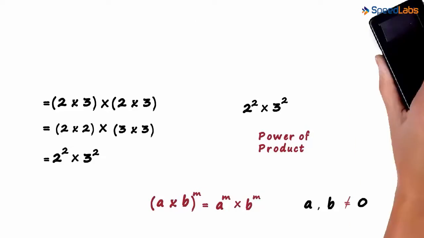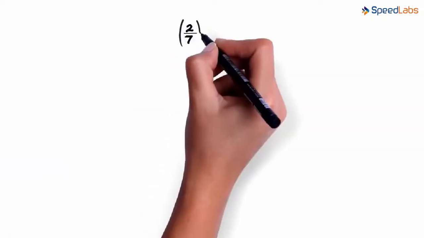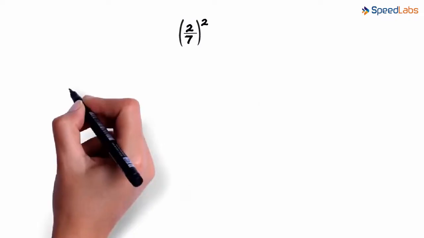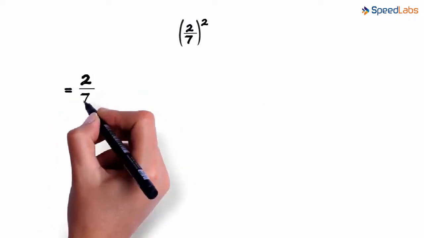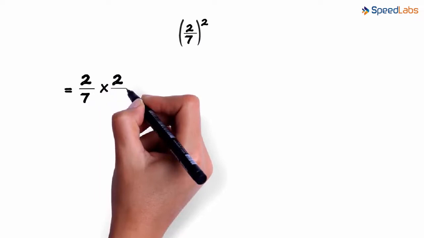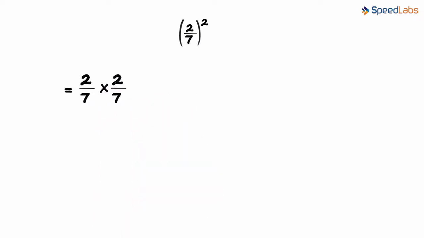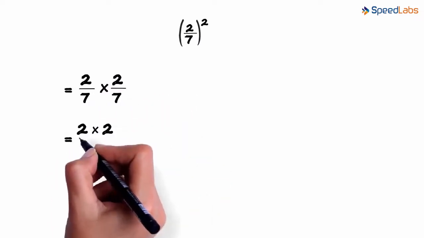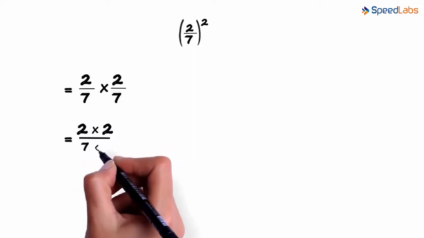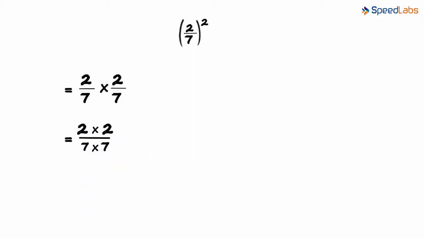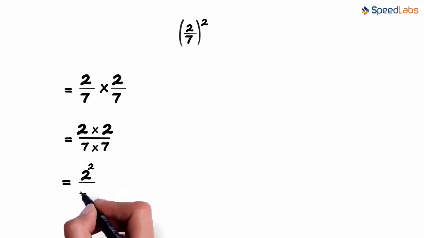To understand the second property, let's look at another example. 2 divided by 7, the whole raised to 2. That equals 2 divided by 7 multiplied by 2 divided by 7. That equals 2 multiplied by 2 divided by 7 multiplied by 7. And this can be written as 2 raised to 2 divided by 7 raised to 2.